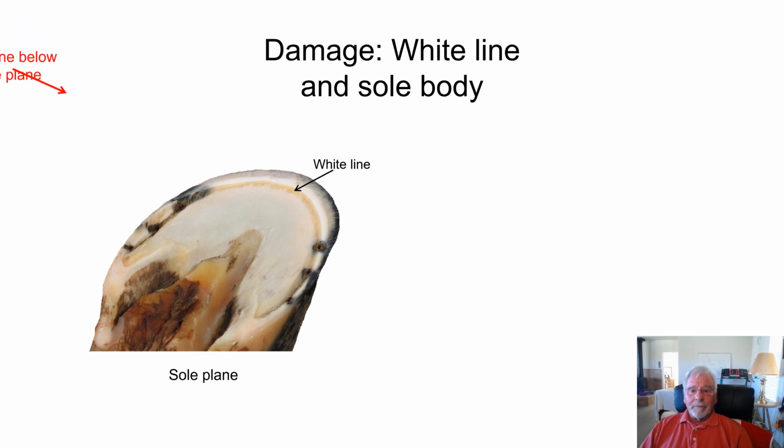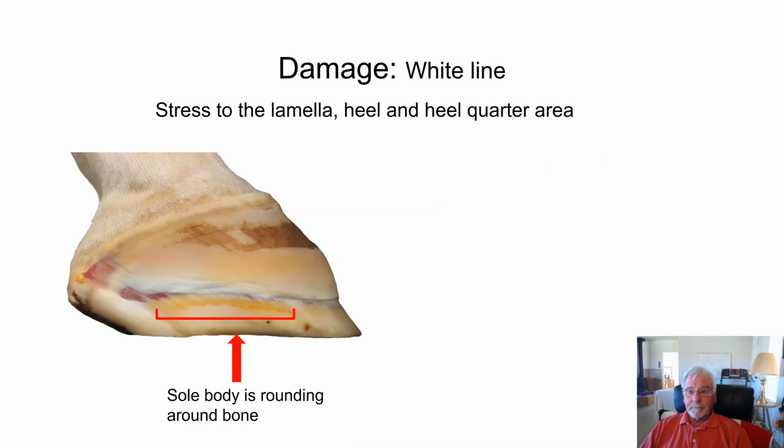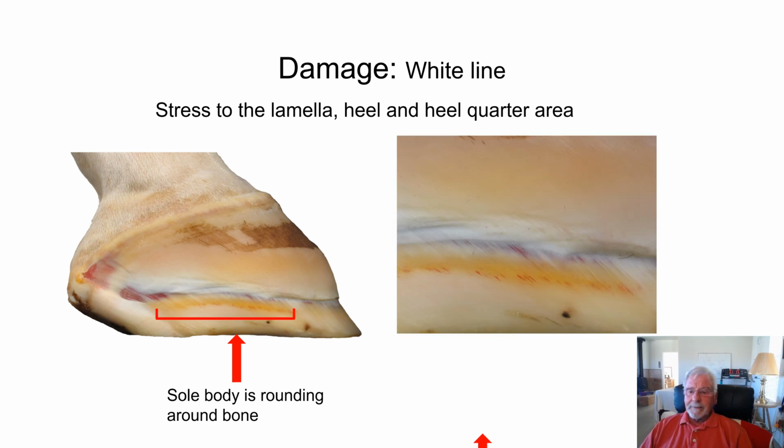But if you look over on this side, you can see now that the white line is below the sole plane. If we look at a different view, we can see that the sole is dropping down, or referred to as a drop sole, but really the sole is rounding around bone. That's what we're looking at, and that's a negative. Here's our area of stress. This is the length of our area of stress that's taking place.